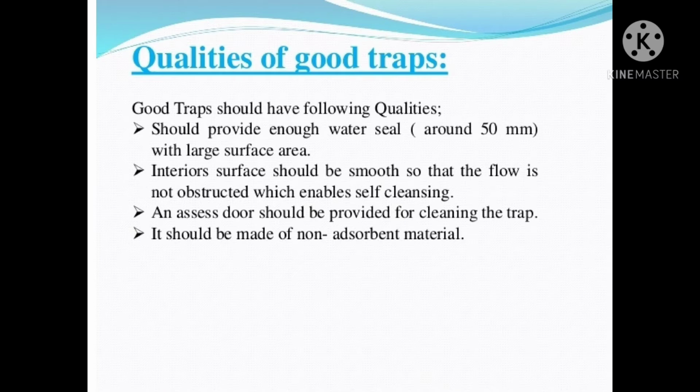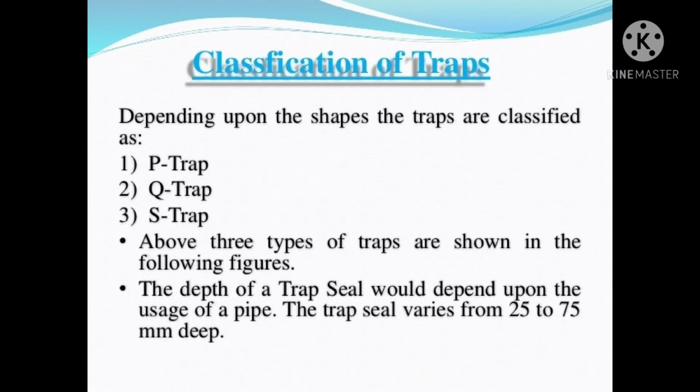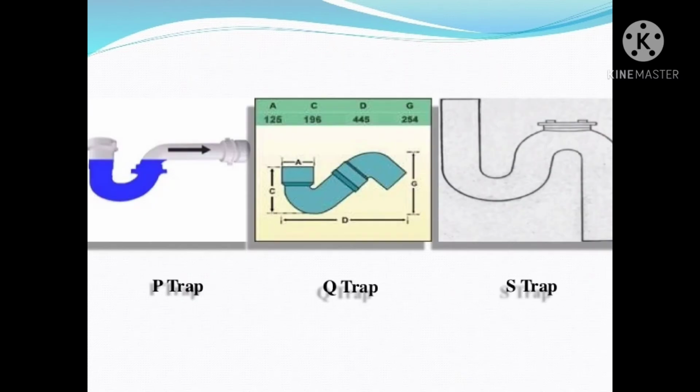Classification of traps. Depending upon the shapes, the traps are classified as P-trap, Q-trap, S-trap. The above three types of traps are shown in the following figures. The depth of the trap seal would depend upon the usage of the pipe. The trap seal varies from 25 to 75 mm deep. This is the schematic diagram. First one is the P-shaped, that is the P-trap. Another one is the Q-trap. Last one is the S-trap. Depending upon their shape, they are classified as P, Q and S-trap.